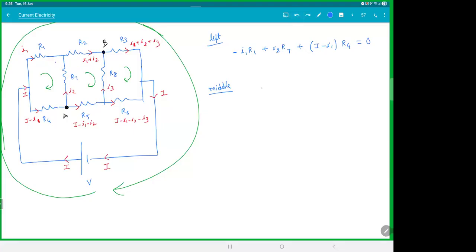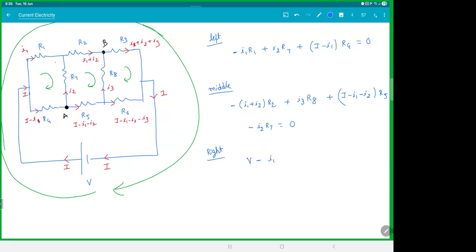I'm starting from there. I'm going to the right, minus (I1 plus I2) R2. Then I'm coming down here, R8. When I'm coming down R8, I'm going opposite to I3, so plus I3 R8. I'm going left in R5, so that's plus (I minus I1 minus I2) R5. Then I'm going up with I2. If I go in the direction of the current, it should drop. So minus I2 R7, I came back, 0. Check the middle loop. Then I'm writing the right loop.